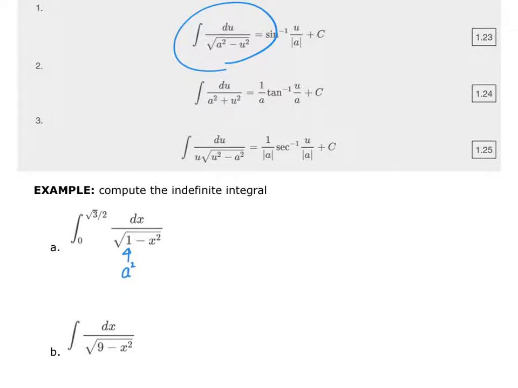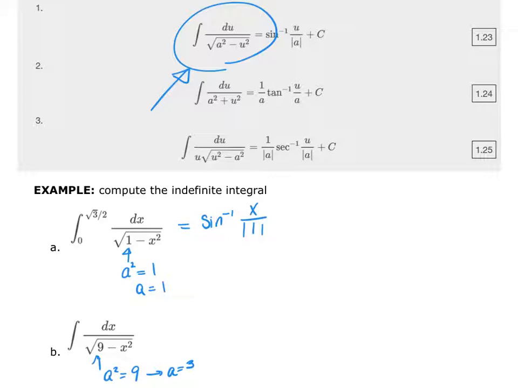That constant in this case happens to be a squared. Down here, a squared happens to be 9, which tells me that a is equal to 3. A squared gives me 1, so a is equal to 1. Now I'm just going to follow the pattern. Because it matches this pattern, it's going to be the sine inverse of x over the absolute value of a, which is 1.